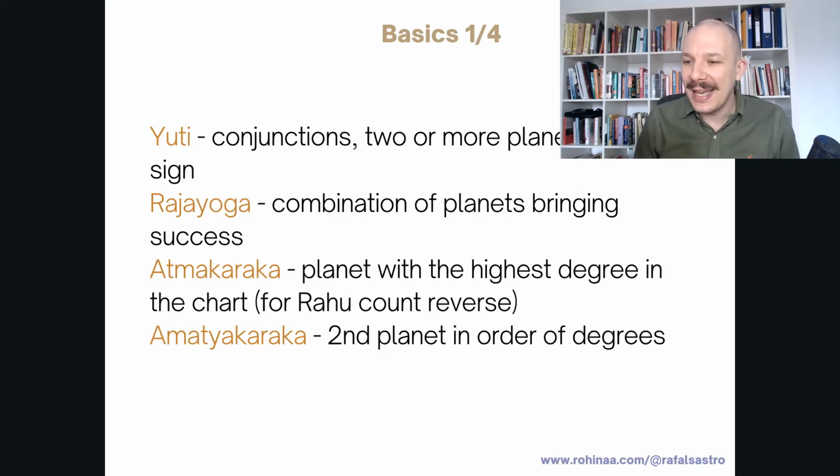Now the Atmakaraka and Amatyakaraka. Atma means the soul and Karaka is the significator. So Atmakaraka is the planet which signifies the soul. And this is the planet with the highest degree in the chart.